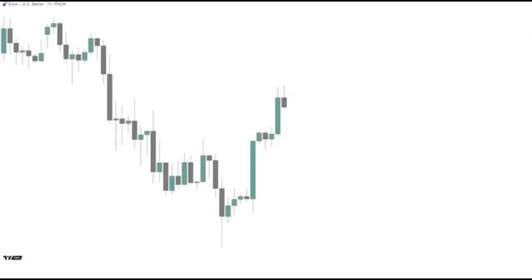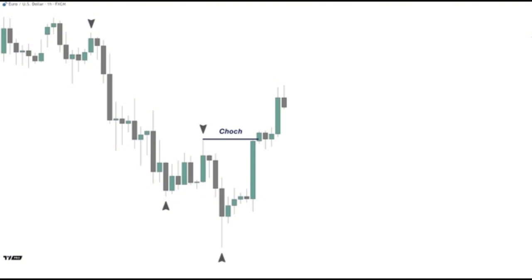Here we have the euro-dollar on the 1-hour chart. The recent price action shows that the market was in a long-term downtrend until it shifted direction by breaking above this protected low. This change of character tells us that demand is now in control and signals a possible reversal with the start of a new uptrend. Since the higher time frame direction is bullish, we are only interested in buying opportunities.